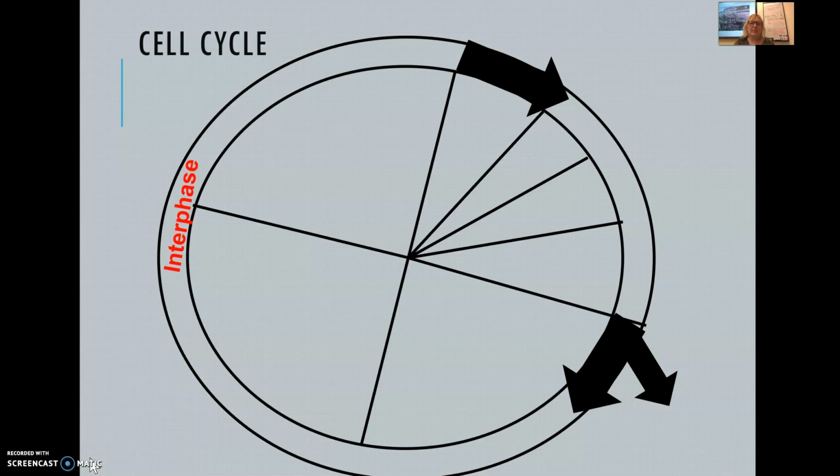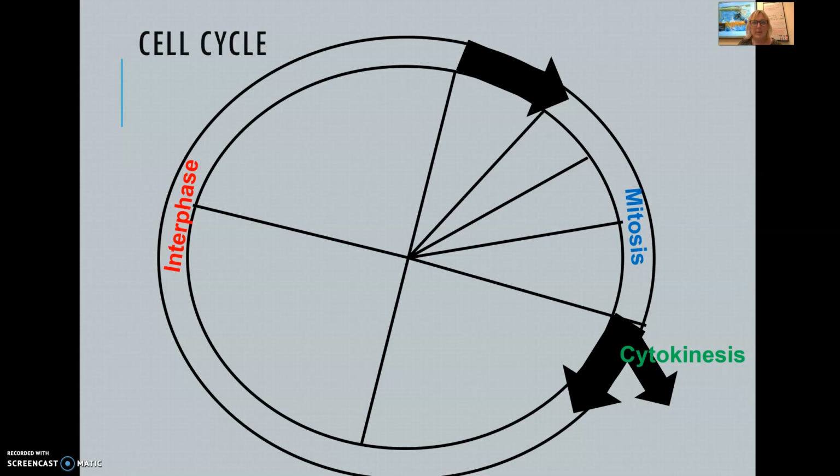So the cell cycle can be broken into two primary parts. The first part being interphase. That's where the cell spends most of its time. And yes, you're going to label that on your same picture on yours. And then mitosis. And mitosis is the part of the cell cycle that the cells go through the process of division. And then once it's done dividing and you end up with two cells, that's called cytokinesis.